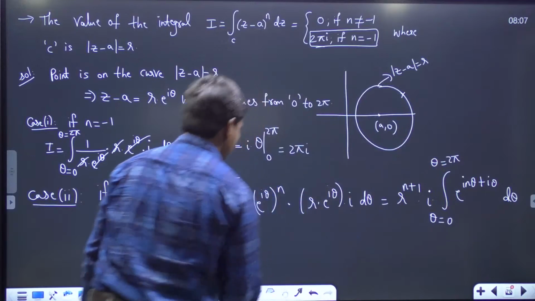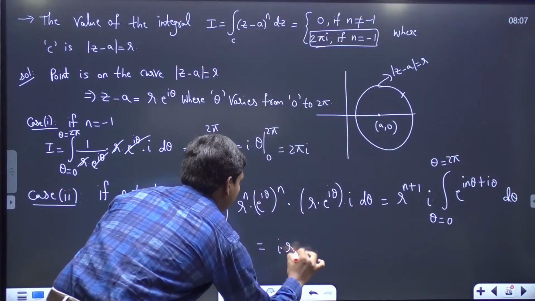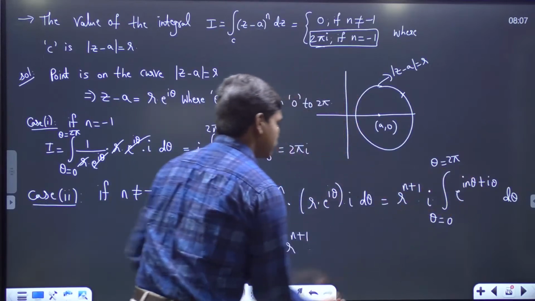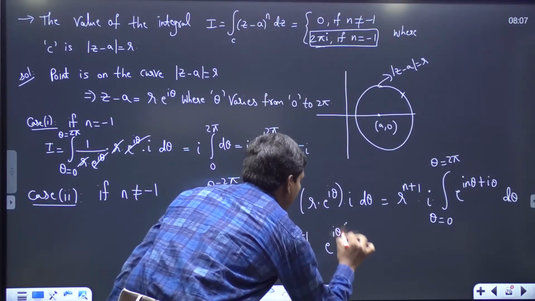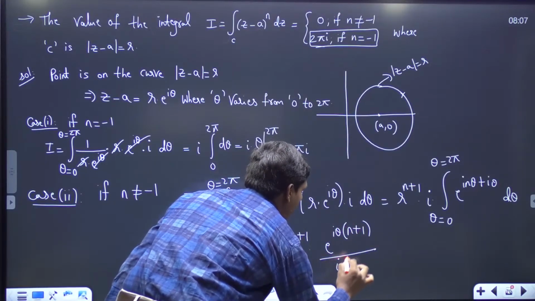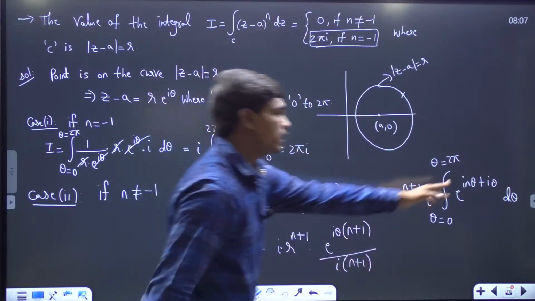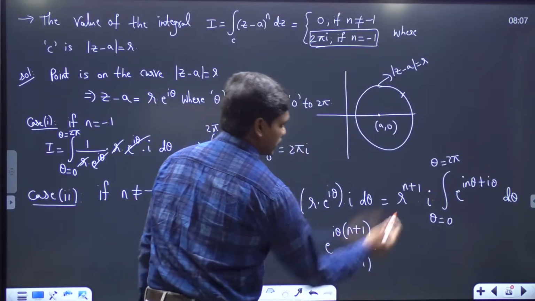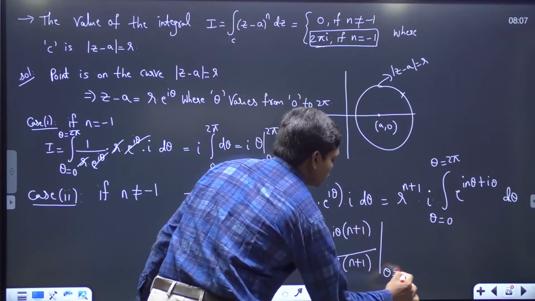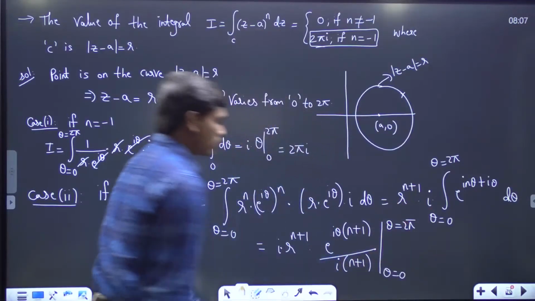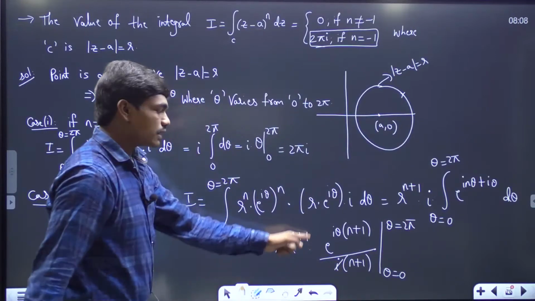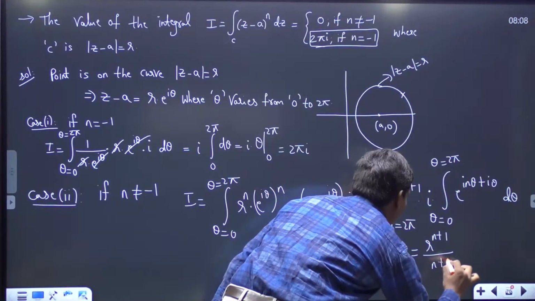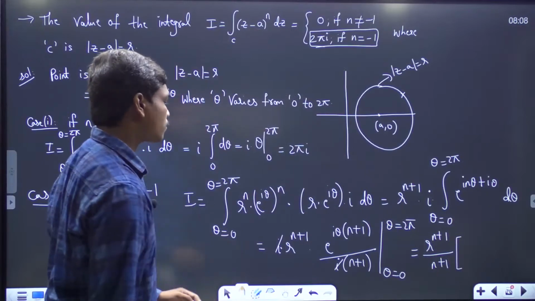Now if you evaluate this integration, i into r power n plus 1 into, if I take i theta common, you have n plus 1 here. So if you integrate this, we have e power i theta into n plus 1 divided by i into n plus 1. Since theta is the only integrating variable, this i into n plus 1 is a constant with respect to theta. The limits change from theta equal to 0 to theta equal to 2 pi. Now this i gets cancelled, of course. r power n plus 1 divided by n plus 1 is a constant. So this is equal to r power n plus 1 divided by n plus 1 into the bracket.